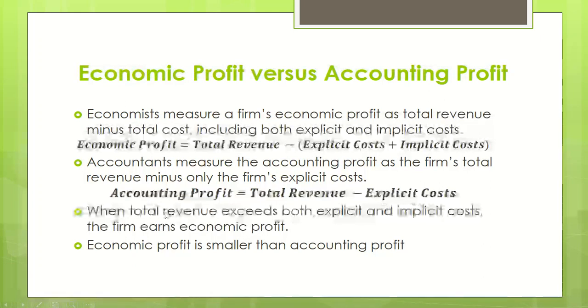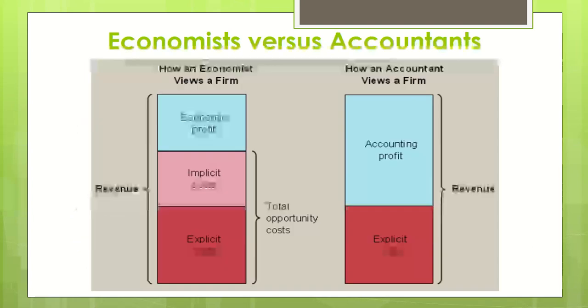Okay, from the above definitions, it's obvious that when total revenue exceeds both explicit and implicit cost, the firm earns economic profit, because economic profit is covering both costs, that is explicit cost and implicit cost, and economic profit is smaller than accounting profit. It can be obvious from this diagram.